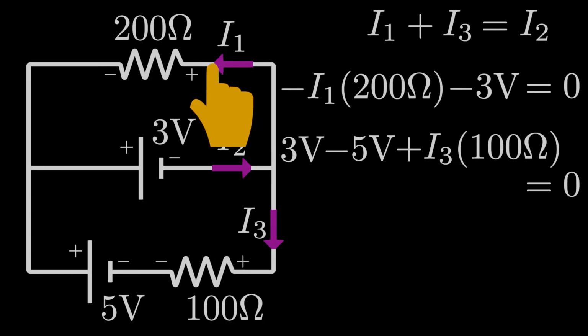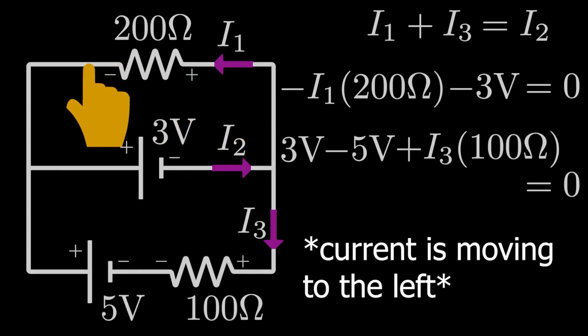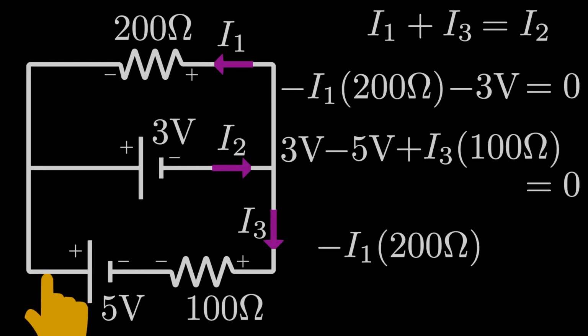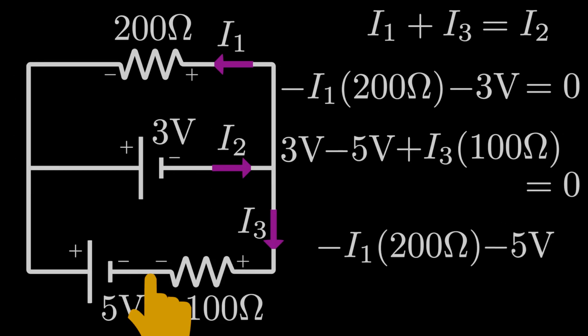We traverse this top resistor first, and because the resistor is moving to the left, the potential across the resistor goes from positive to negative, so our finger does as well, and we have negative I1 times 200 ohms. Moving on, our next element is the 5-volt battery down here, and because our finger moves from the positive plate to the negative plate, the potential has decreased by an amount of 5 volts.